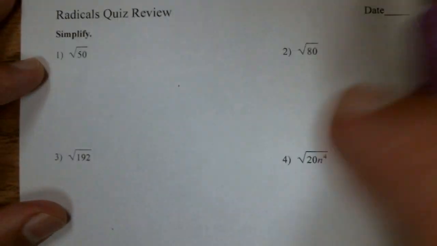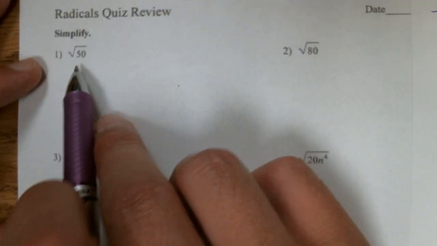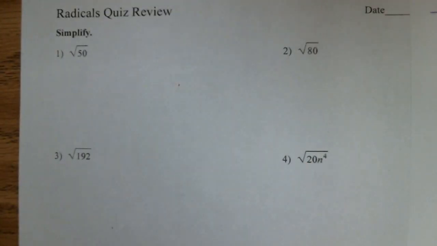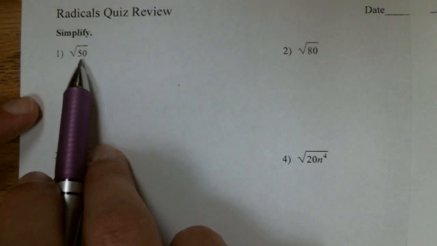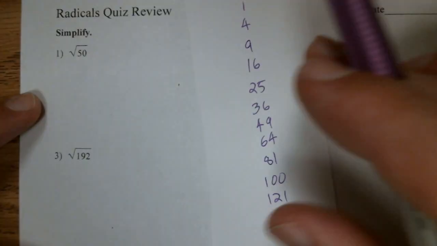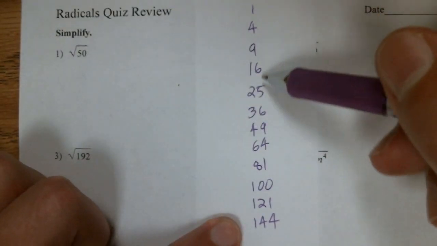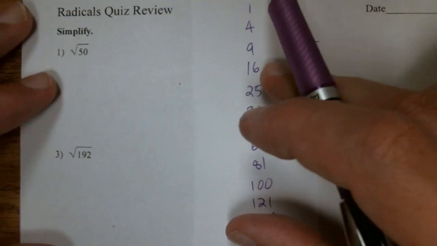Okay, so number 1, guys, we've got the square root of 50. If you're watching this video and you don't have me as a teacher, I may explain this a little differently than you might have seen before, but this is the way that I explain it. I'm going to take this non-perfect square. The square root of 50 is not a perfect square. It's not one of these numbers over here, so that means it's non-perfect.